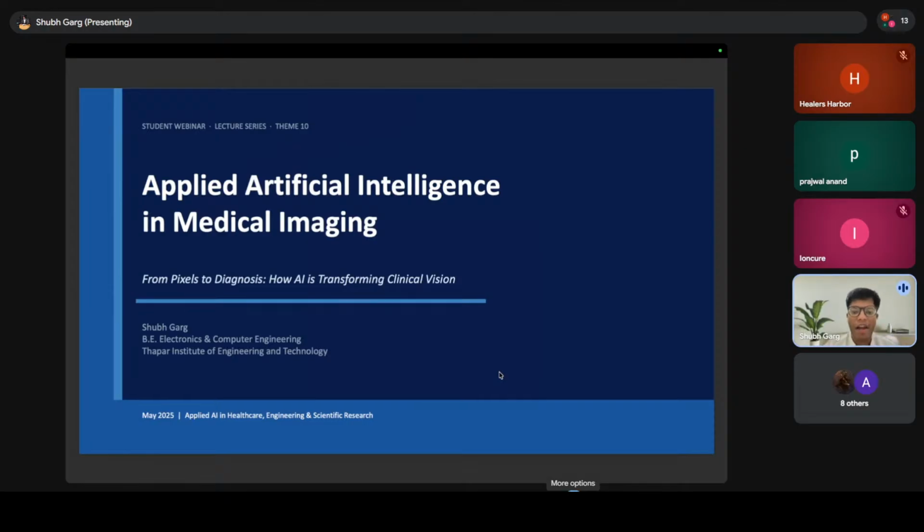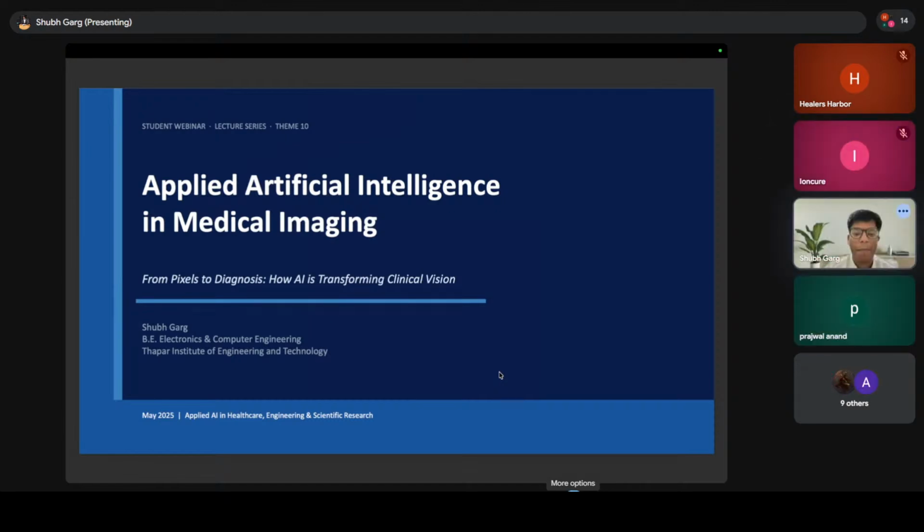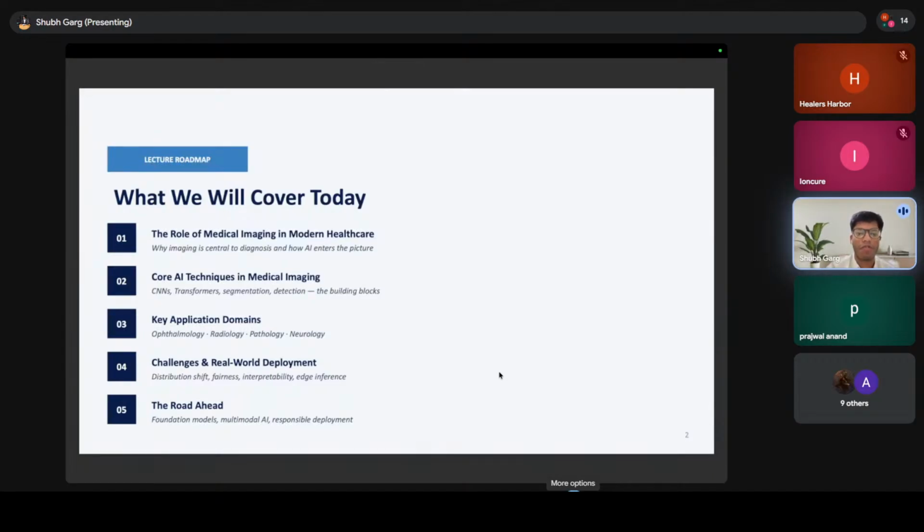diagnostics. And I want to promise upfront that this is not going to be a list of impressive results. This is going to be an honest talk about what AI can do in medical imaging and what it cannot do yet, and why the gap between these two things matters enormously. So let me walk through.